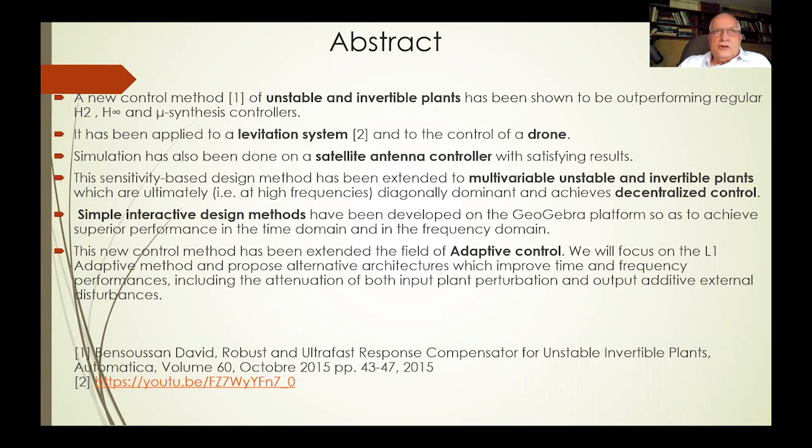For some logistic reasons, we didn't do it on the field. We tried it also on multivariable systems, and we achieved decentralized control, which means we have diagonal controllers. That means one input controls one output, just like if the closed loop was diagonal. We have also developed very simple, intuitive, interactive methods which basically allow the tuning of the parameters. And we recently went to adaptive control. We chose L1 adaptive control, which is considered to be one of the most advanced methods. And we try to improve on it, with some success simulation-wise.